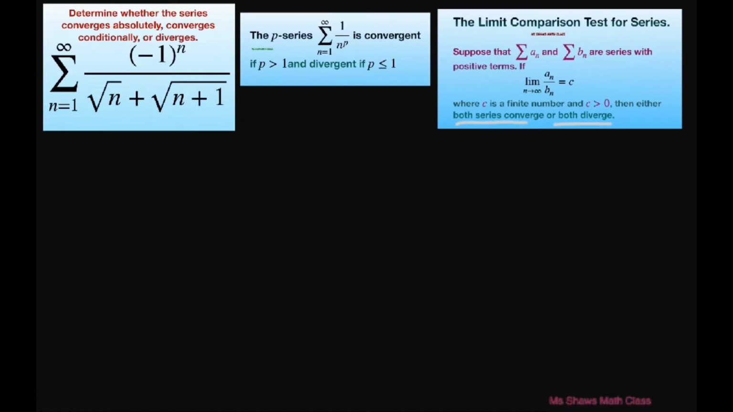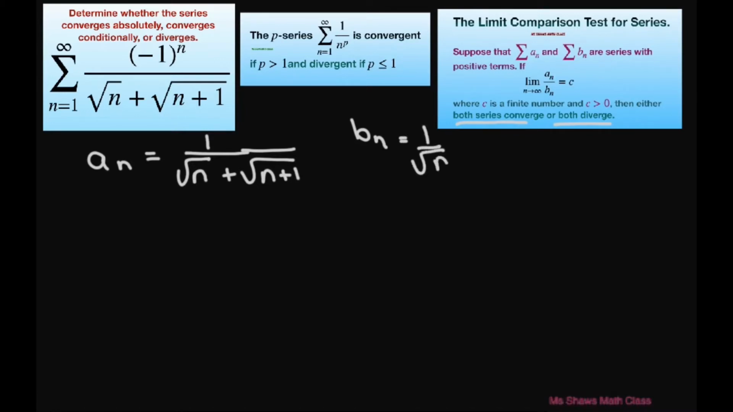So doing that, we're going to let a sub n equal what we have. We'll just let that be 1 divided by square root of n plus square root of n plus 1. And b sub n, we're going to let that equal 1 divided by square root of n. So using the limit comparison test, we're going to have c equals the limit as n approaches infinity of a sub n divided by b sub n.